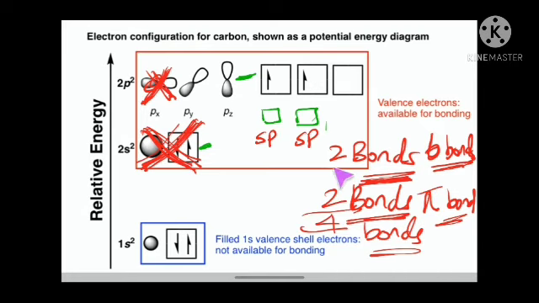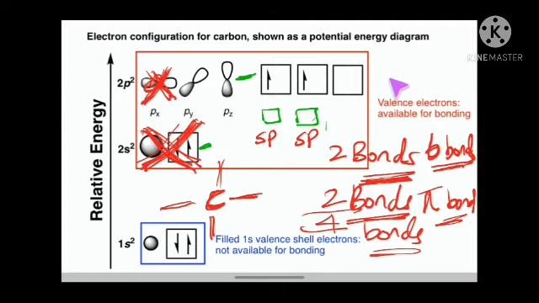So altogether it has 4 bonds. How can we write this? Here the carbon is here. This carbon has 2 sigma bonds and 2 pi bonds. Let's make total bonds here. It is 4 bonds, but two of them are sigma bonds and 2 of them are pi bonds. You have to understand that.